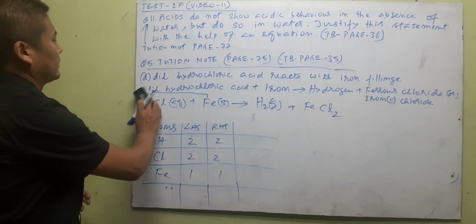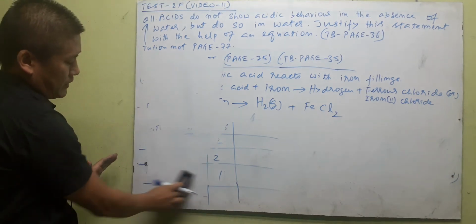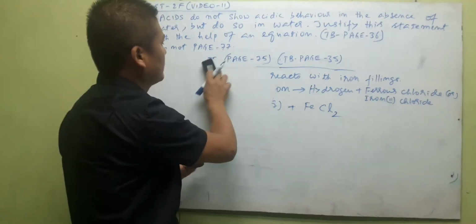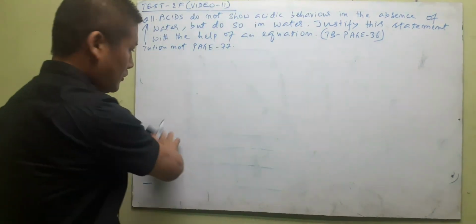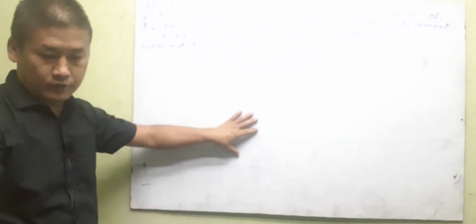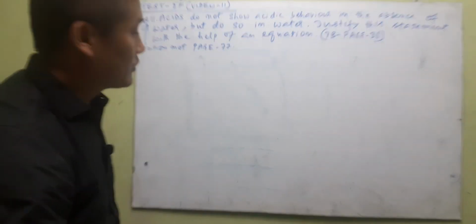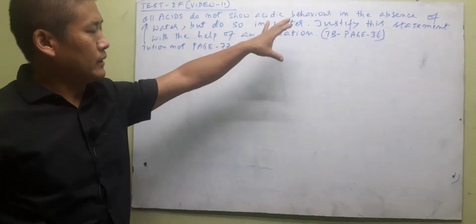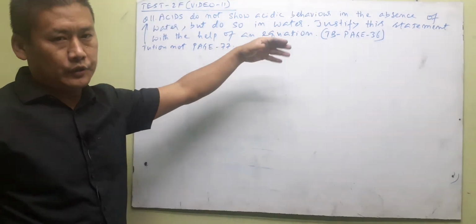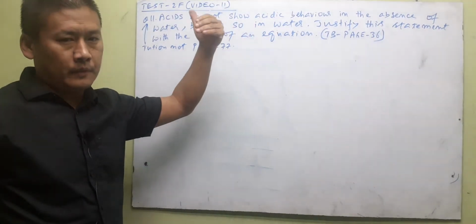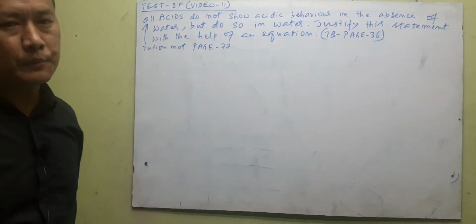So the final question, that is 11. Pause the video and write it down, and then come and replay it again if you need to. But it's important to write it down. Those who have the tuition note, you would be writing with your pencil on the tuition note directly. There is space there. So here now, this question: acids do not show acidic behavior in the absence of water, but do so only in water. They show acid behavior only in the presence of water. Justify this statement with the help of a chemical equation.